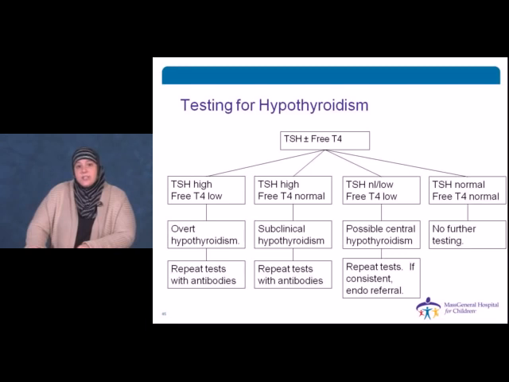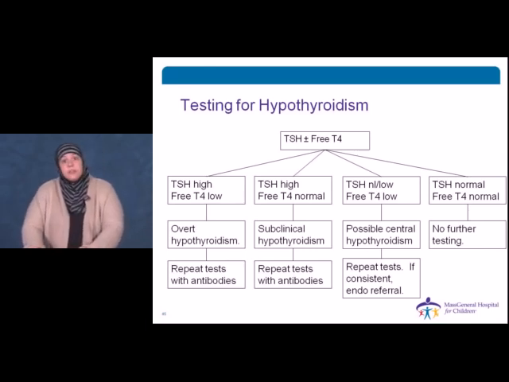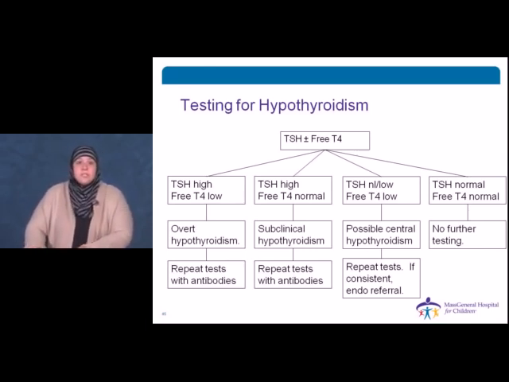If the TSH is normal or low and the free T4 is low, then you're in a situation where the TSH is inappropriate for the degree of free T4 and you have possible central hypothyroidism. You would want to confirm this with additional labs, and if it is confirmed, this requires an endocrine referral because there may be other pituitary deficits that need to be investigated.